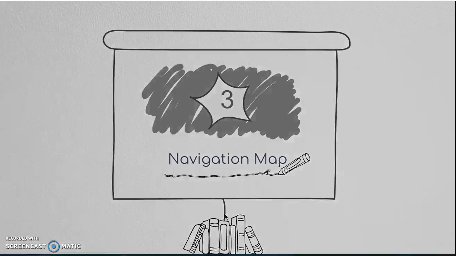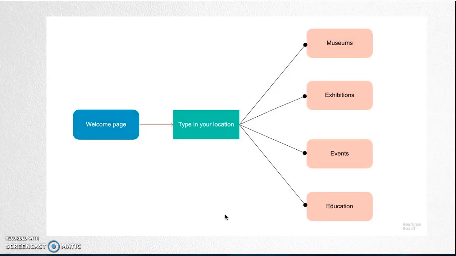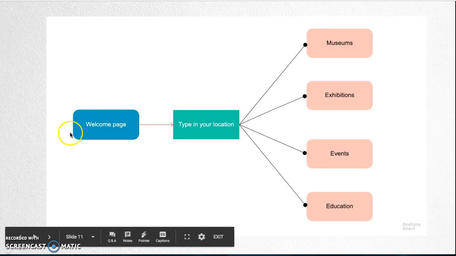For the third part, the navigation map. It's a very easy to understand navigation map, in which my user will go to the welcome page first, and then they are asked to type in their locations, and there are 4 main functions that they will see on the home page, which are museums, exhibitions, events, and education.